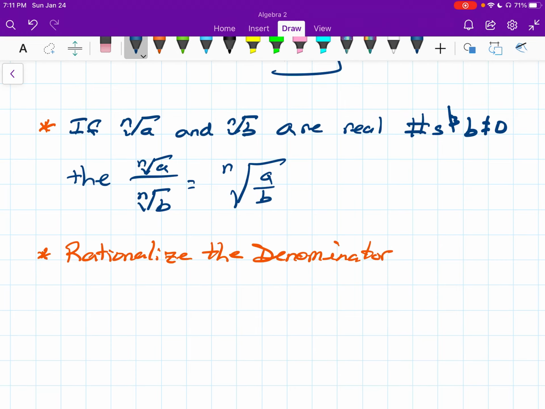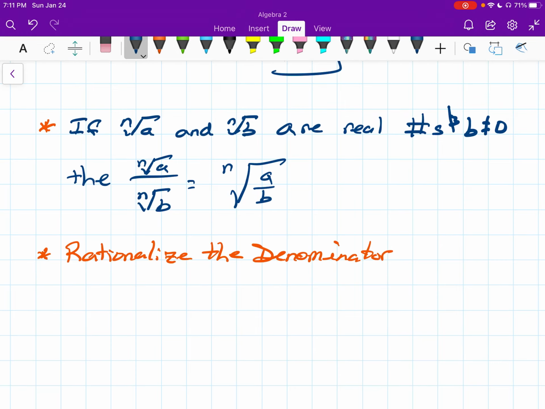Right? And what that means is that you cannot have an nth root in the denominator. You can't have that in your final answer, right? You can have it in the middle of the problem, but you can't have it in your final answer.